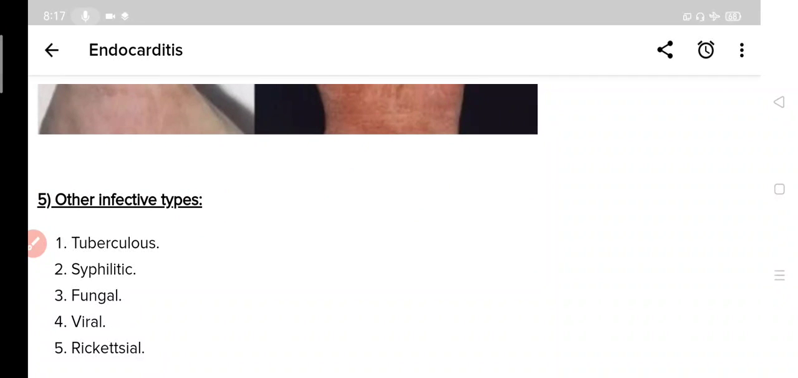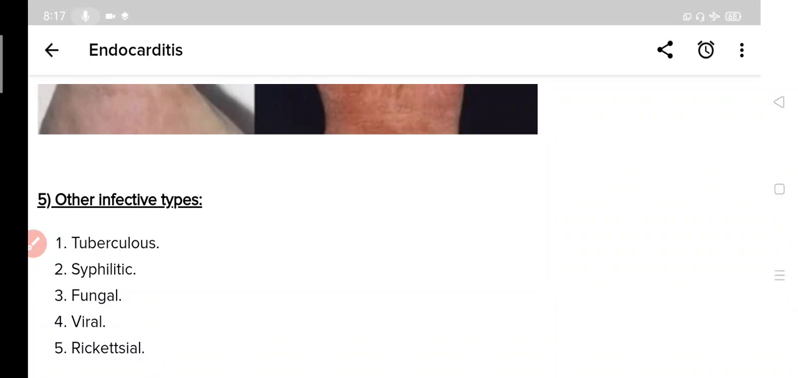So this was bacterial endocarditis, and there are some other microorganisms also which can cause endocarditis. Those are included in other infective types. They are tuberculous, syphilitic, fungal, viral and rickettsial. Actually the first one is tuberculous. It is also a type of bacteria, but due to some special features it is mentioned separately.